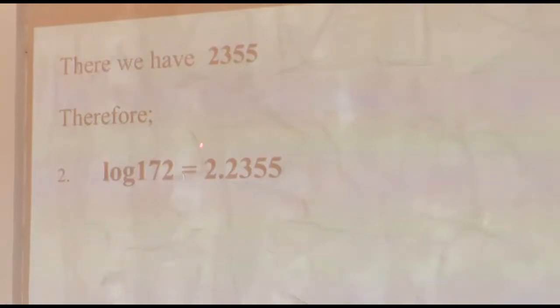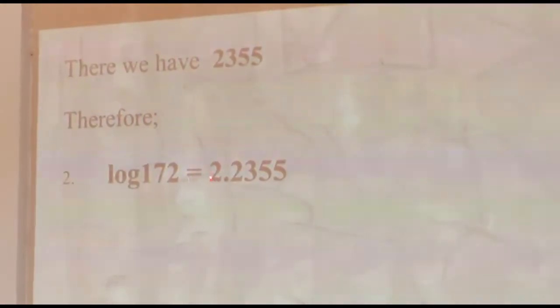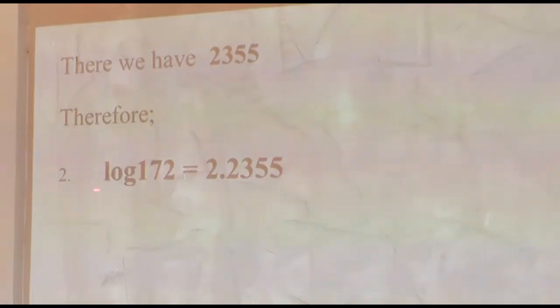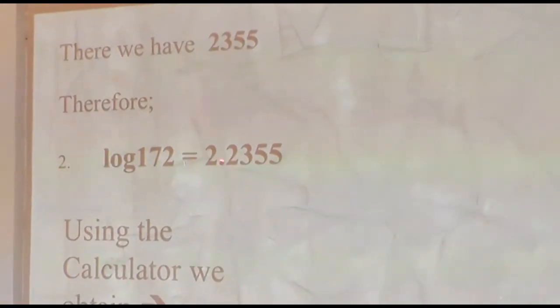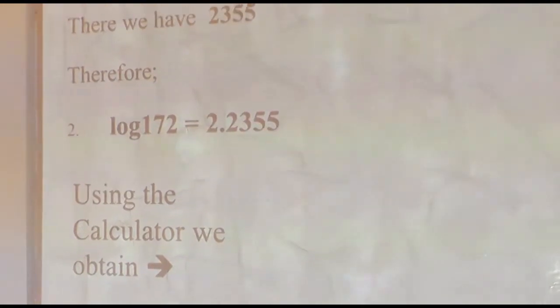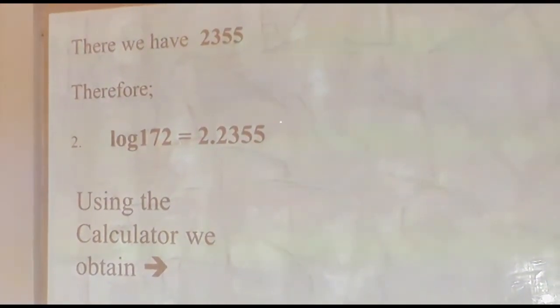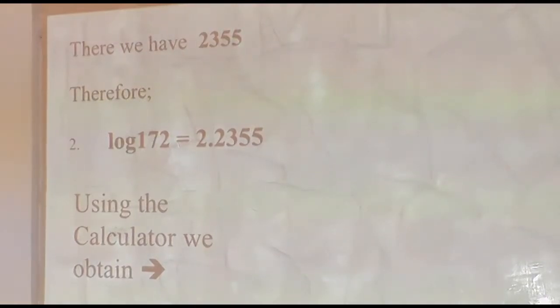When I have 172, the characteristic we had earlier is 2. We know how we arrived at this characteristic: the number of digits here, minus 1, gives 2. And 17 under 2 gave us 2355. So the logarithm of 172 is equal to 2.2355.